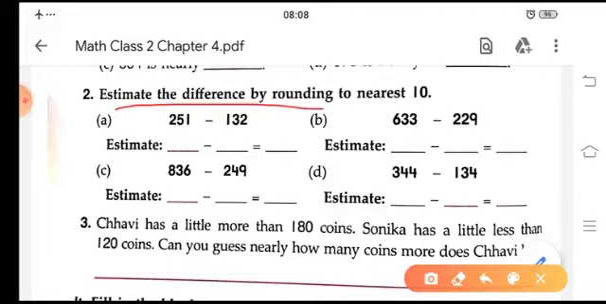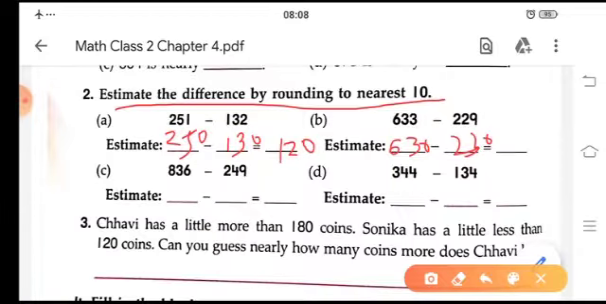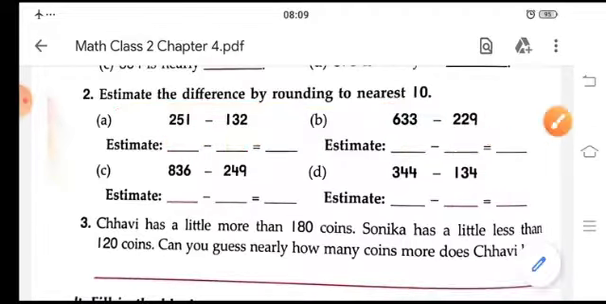Then estimate the difference by rounding to the nearest 10. Okay. Then 251 minus 132. So here we can write 250 and here also we write 130. Okay. So we'll subtract: 0 minus 0, 0, 5 minus 3, 2. Okay. 2 minus 1, 1. Okay, 120. Now this I will write 630 minus 230. Okay. So here 0, 3 minus 3, 0, 6 minus 2, 4. So here 400. So in this way, do other sums.